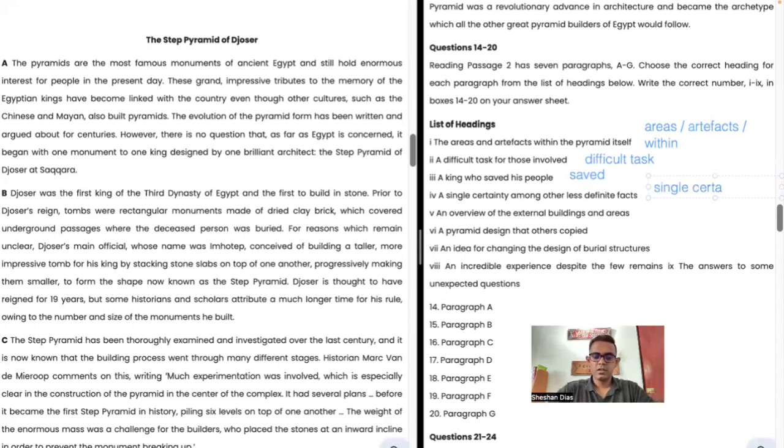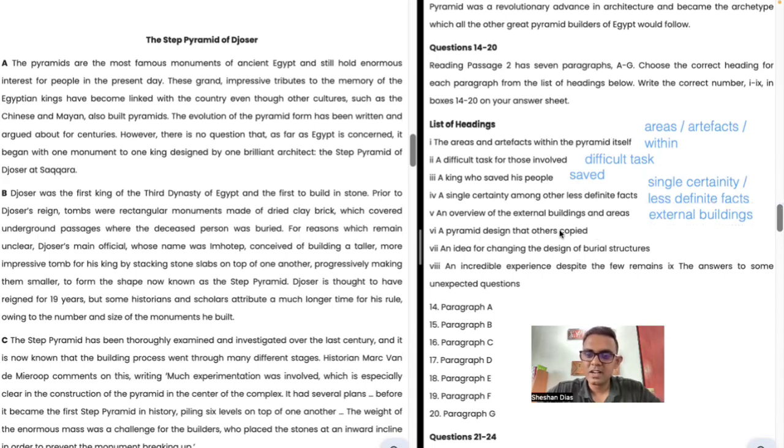So single certainty and less definite facts. These are our two keywords. Then when we come here, an overview of the external buildings and areas. Here it said inside, within. Here it says external, outside. So external buildings and areas. The words buildings and areas are actually not very important, but external, that would be our keyword, right? So external buildings, we'll just write it down for clarity's sake. That's the main one.